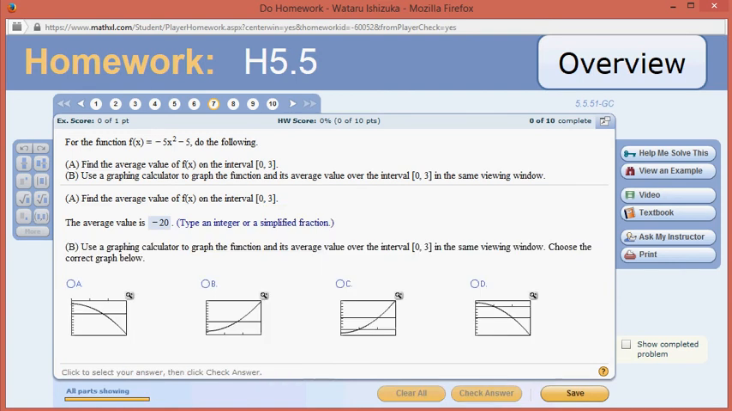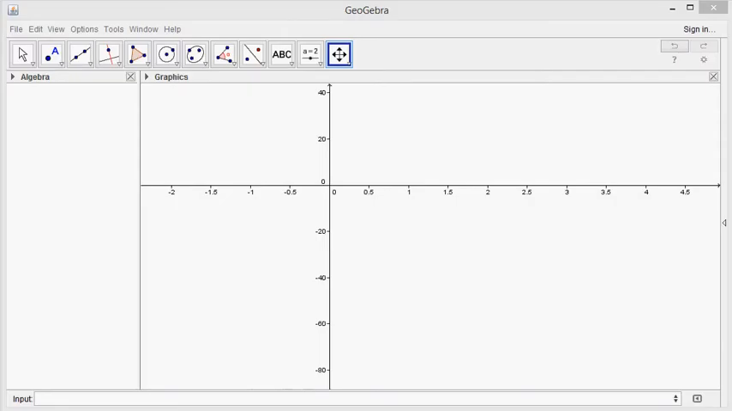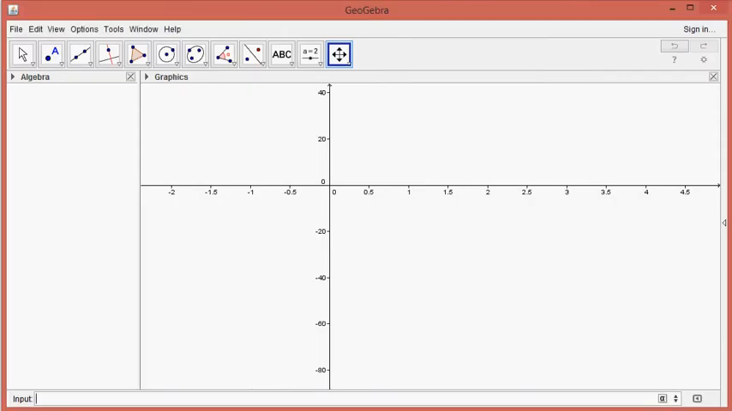Part B, use the graphing calculator to graph. All I have is GeoGebra, so I'm going to open up GeoGebra. This is GeoGebra, so I'm going to say if 0 is less than or equal to x less than or equal to 3, then the function is negative 5x squared minus 5. Then it's going to look like that.